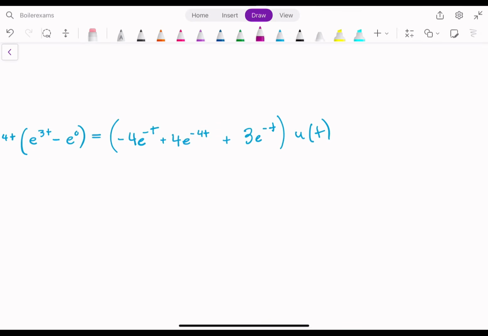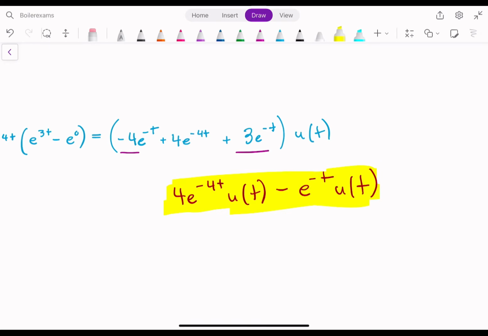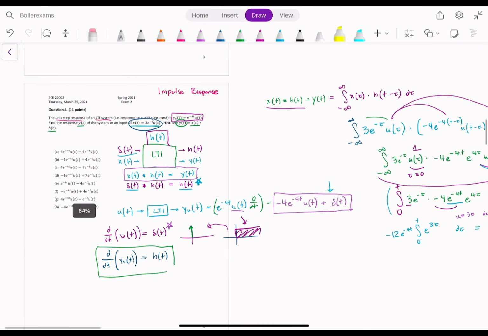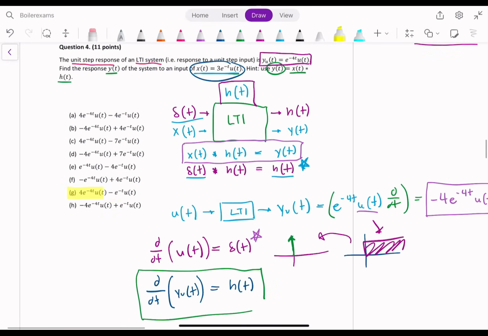And so with that, this is our answer, and we're going to simplify it because these are like terms. So we will get 4e to the negative 4t u of t minus e to the negative t u of t. And this is our final answer for the output of the LTI system described when the input is 3e to the negative t u of t. So when we go over to our answer choices, our answer is right here.